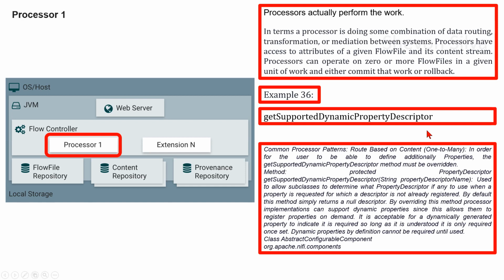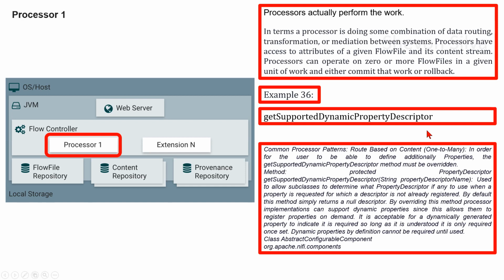By overriding this method, processor implementations can support dynamic properties, since this allows them to register properties on demand. It's acceptable for a dynamically generated property to indicate it is required, so long as it is understood it is only required once set. Dynamic properties by definition cannot be required until used. This is in the class AbstractConfigurableComponent, which is in the package org.apache.nifi.components.